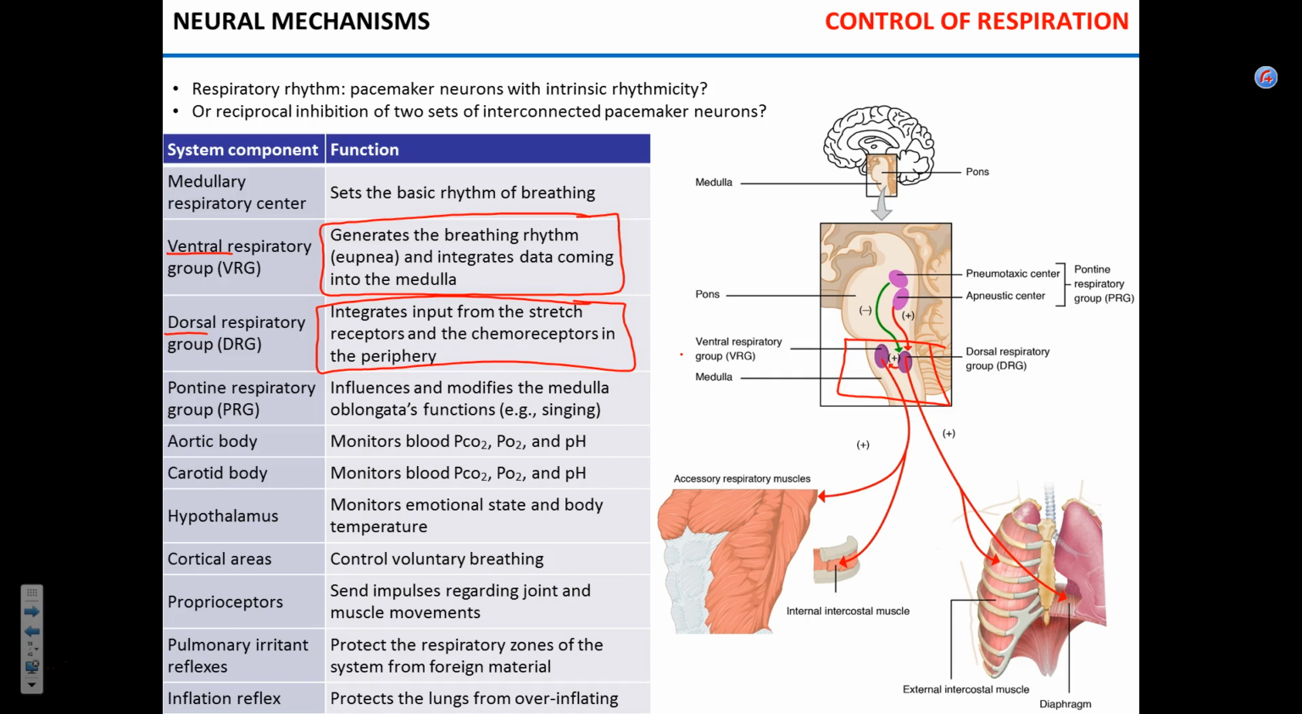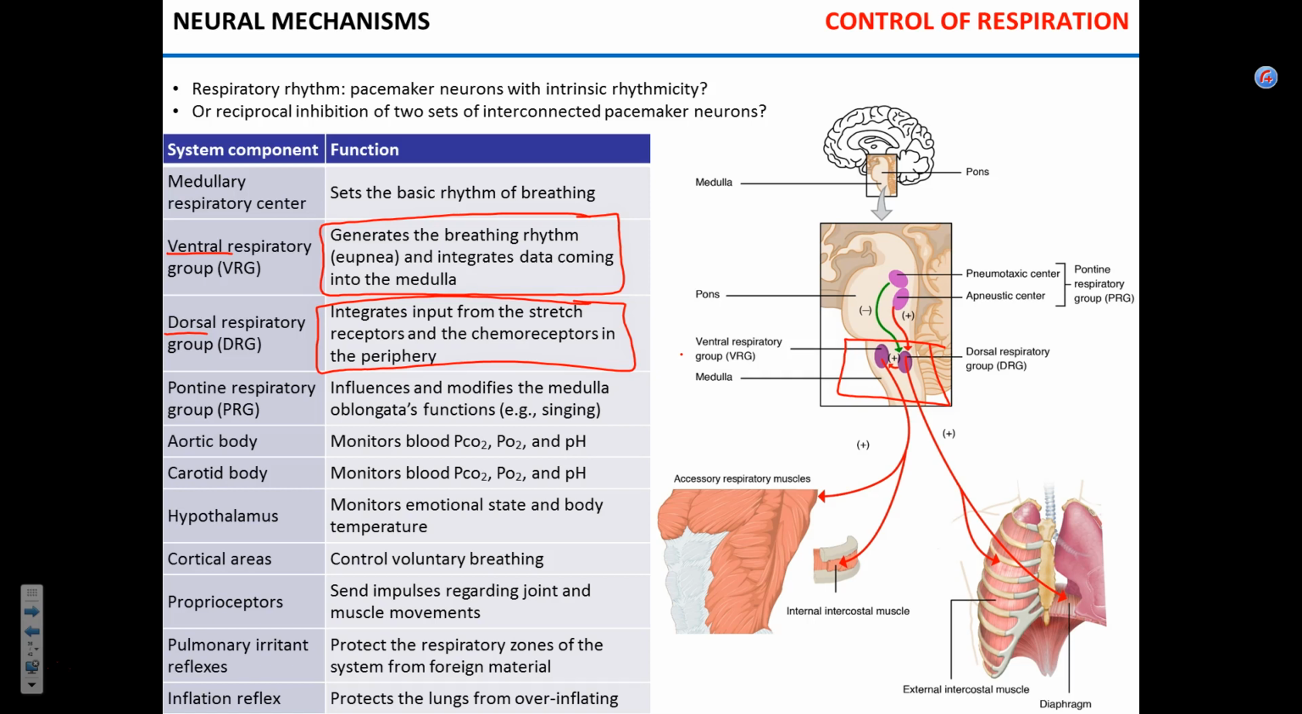Chemoreceptors in the periphery. What do they sense? Chemicals. Which chemicals are the most important in terms of the respiratory system? CO2 and oxygen. We'll see oxygen somewhat. CO2 always goes together with hydrogen ions. So those chemoreceptors sense CO2, pH and oxygen. Oxygen is not as important.